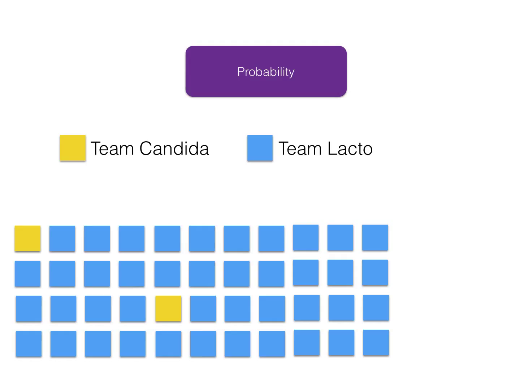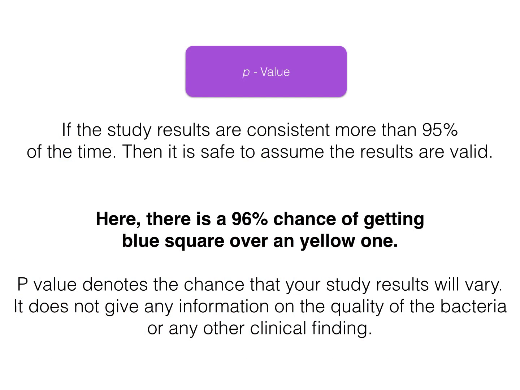And if you observe that of the 44 times now you repeated, if the number of times you get candida as a predominant species still remains at 2, now your percentage of chance that your lactobacillus will not come as a predominant species falls below 5%. If the study results are consistent more than 95% of the time, it is safe to assume that the results are valid. In this case, there is a 96% chance of getting a blue square over a yellow one.